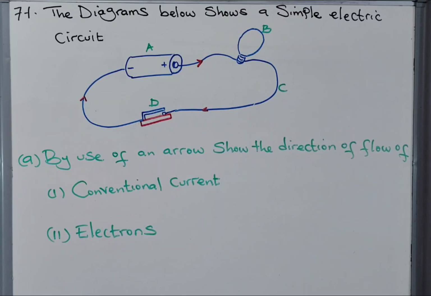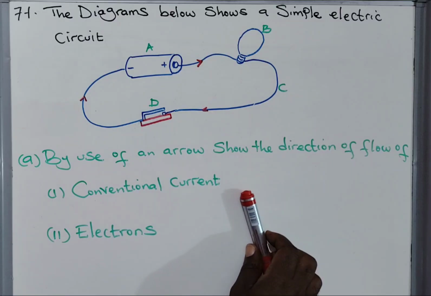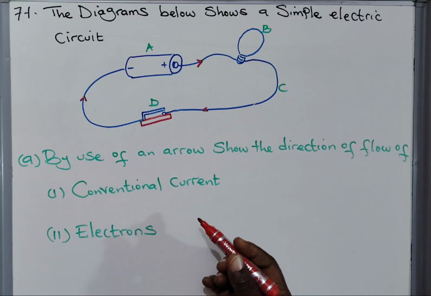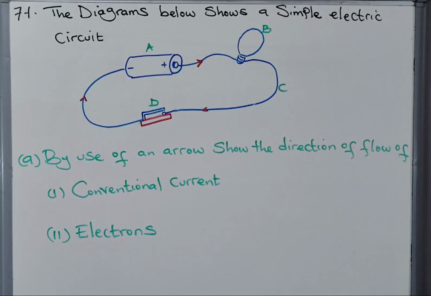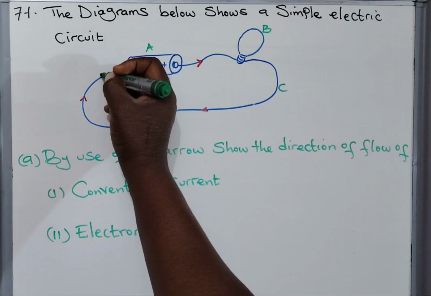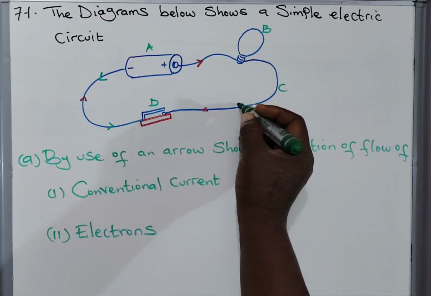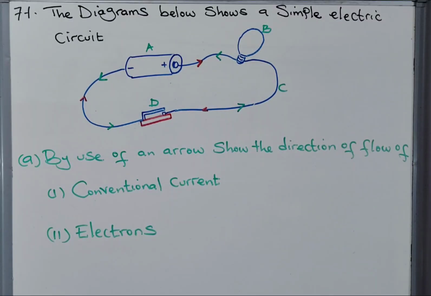Then we come to this one. It says, by use of an arrow, show the direction of flow of electrons. We need to know that electrons are negatively charged. So to show where they are going, you have to locate where negative is, and you draw the arrow away from it. So let us indicate it by green. So this is going to be our electrons, moving like that, like that, like that. It is opposite to conventional current.